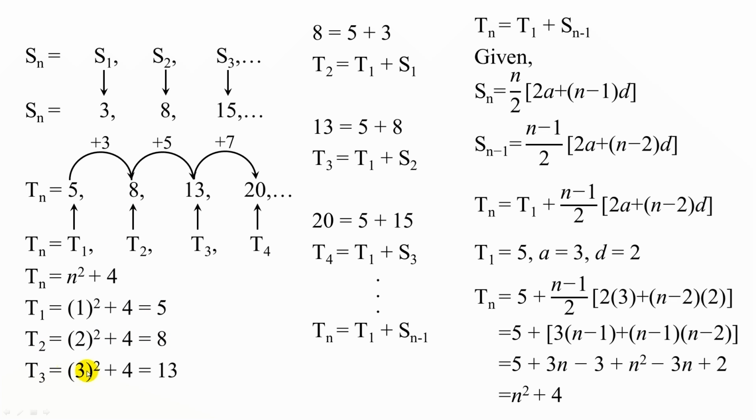How about t3? 3 square plus 4, 9 plus 4, 13. Yes, 13. How about t4? You know it, right? 4 square, 16 plus 4, 20. Of course, you can find out the fifth term by replacing this n with 5. Right? 5 square plus 4. 5 square is 25. 25 plus 4, 29. Right? The next term will be 29.